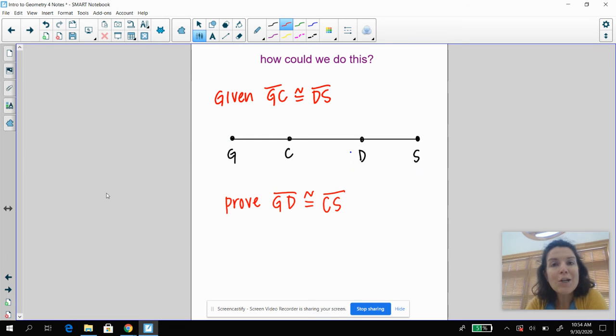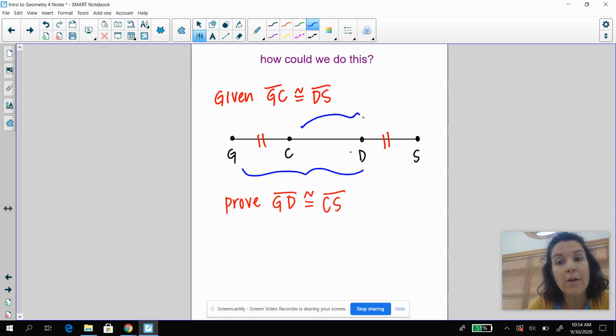All right, so here is a little conundrum. There's GCDS, woohoo! I am given that GC, this chunk, is congruent to line segment DS, and I want to prove that the bigger segments are congruent to each other. In class, we're going to talk this out, but I want you to pause the video right now and think about how you could prove that those two bigger line segments are congruent to each other.